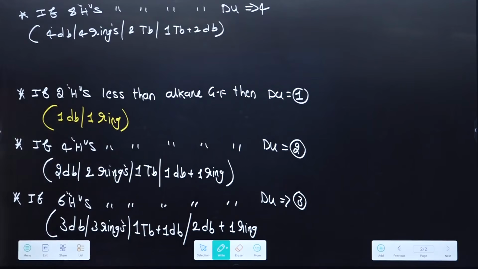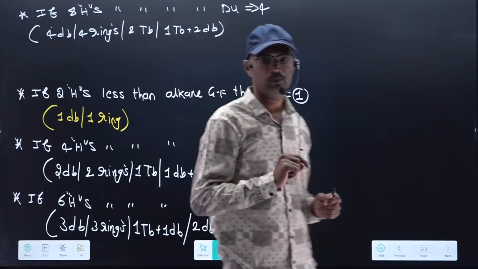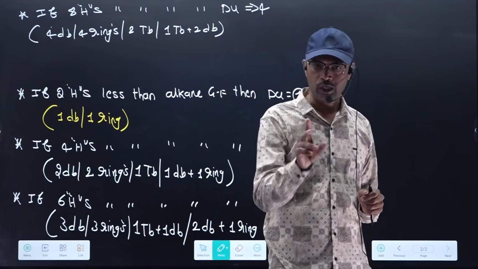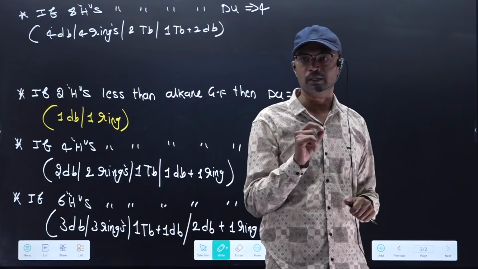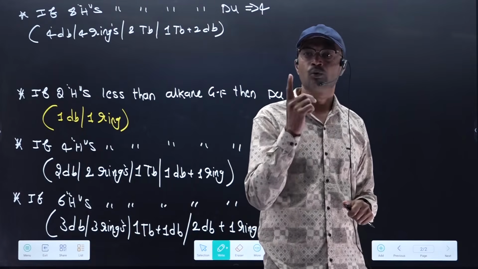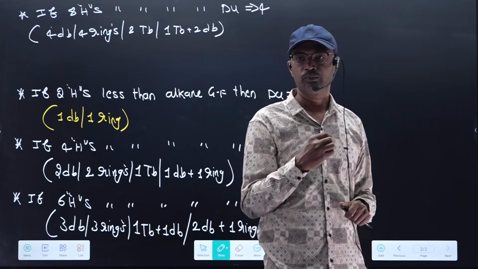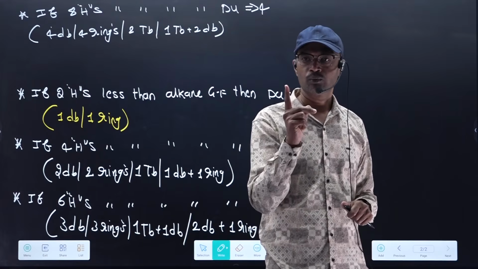Every pi bond is equal to how much? Every pi bond is 1 DU. Every ring is 1 DU. In a double bond, how many pi bonds are there? 1. In a triple bond, how many pi bonds are there? 2. Every triple bond is equal to 2 DU. Every ring is equal to 1 DU.